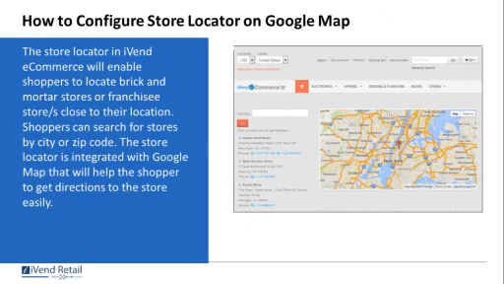Then we'll try and have a look at the store locator, how it is configured in iVend eCommerce, and how with the help of Google Map any store can be found by the shopper, and how it is easy for the shopper to search the store with the help of city or the zip code.